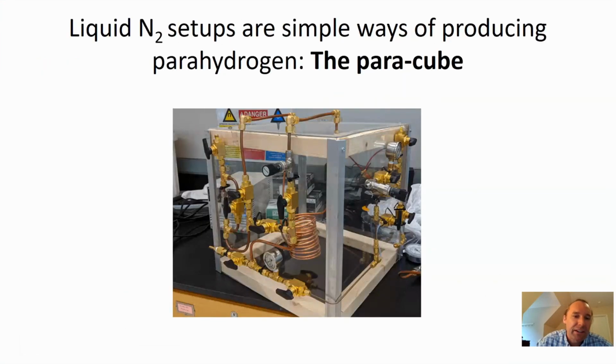Okay, so then another way of making the parahydrogen is maybe just with liquid nitrogen setups, and that's particularly easy. So for example, we've designed this little thing that we call the paracube. And here you see a coil in the middle of this setup that just gets submerged in liquid nitrogen, and it's filled with this iron oxide that I was just talking about. And on the surface of these iron oxide particles, the interconversion from normal hydrogen to parahydrogen can take place, and you can enrich the parahydrogen.